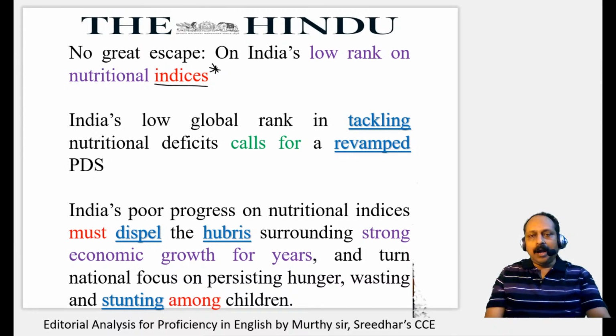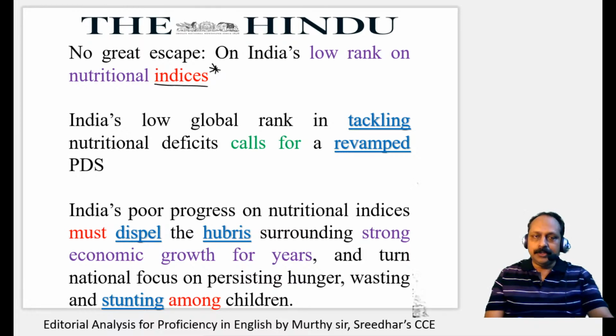India's low global rank in what? Tackling nutritional deficits. Tackle goes with everyday English. It means deal with, tackle the problem, tackle a person or a thing. Deal with nutritional deficits. Calls for, we have been getting this. Call for means demand. Demand for what? A revamped PDS, public distribution system. Revamp: revitalize, give a better form, improve something.